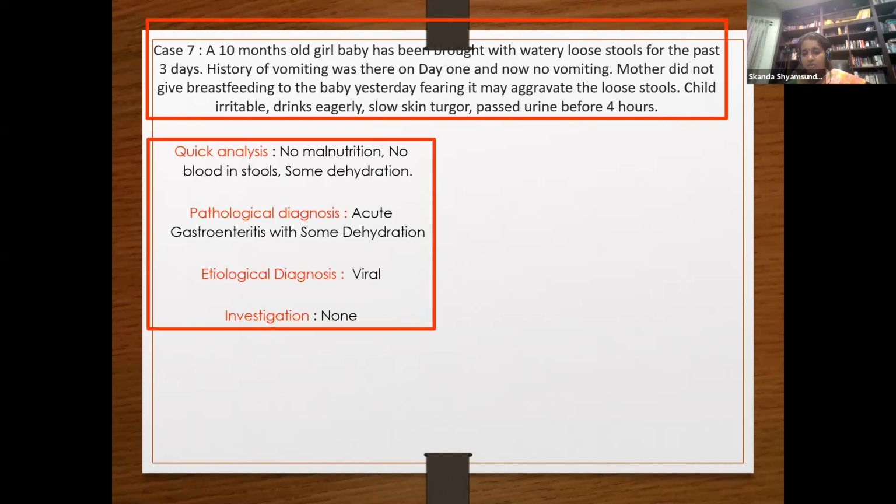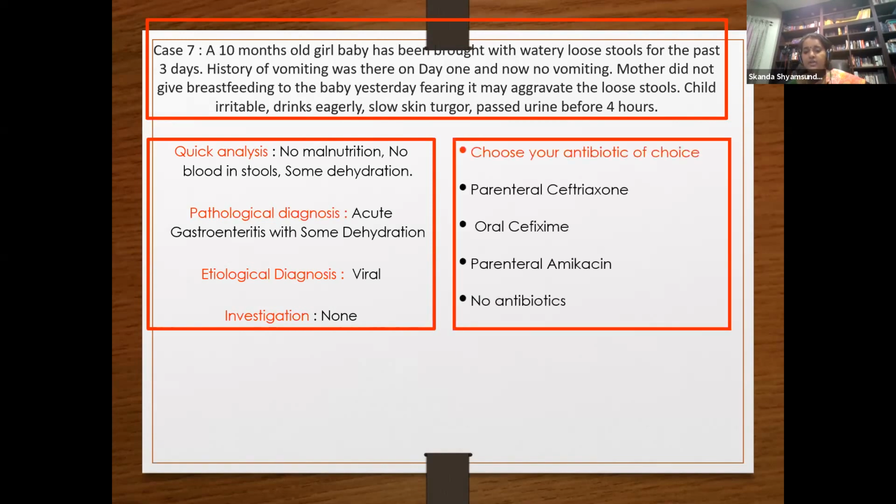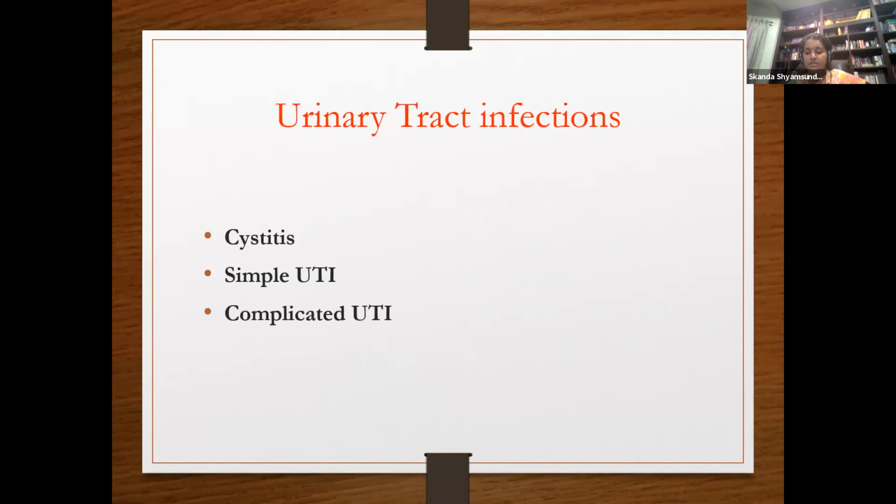You know that there is no blood in stool, that there is some dehydration, and you know that the cause is viral. There is absolutely no role to give antibiotic to the child. Next we go on to urinary tract infection. Cystitis, simple UTI, complicated UTI.